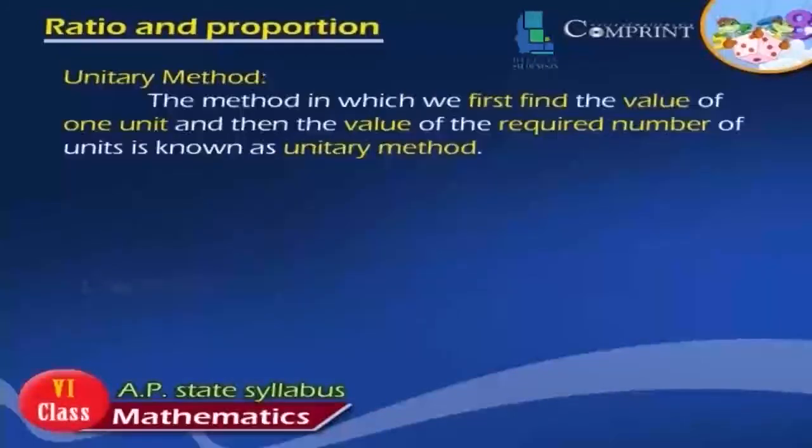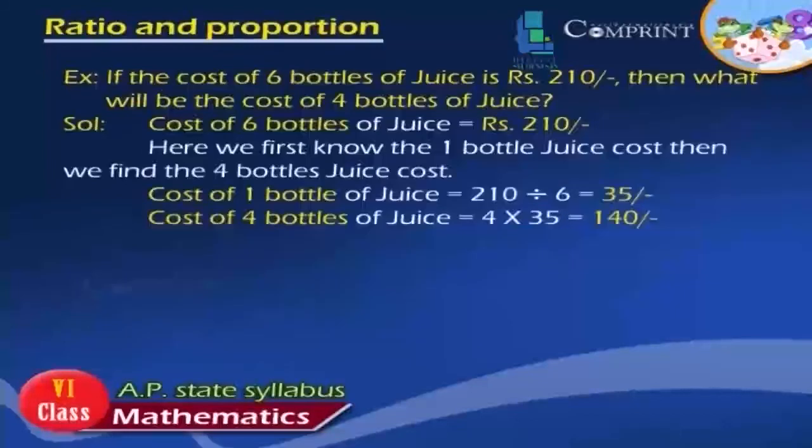Unitary method. The method in which we first find the value of one unit and then the value of the required number of units is known as the unitary method. Example: if the cost of 6 bottles of juice is rupees 210, then what will be the cost of 4 bottles of juice? Solution: cost of 6 bottles of juice is equal to rupees 210.